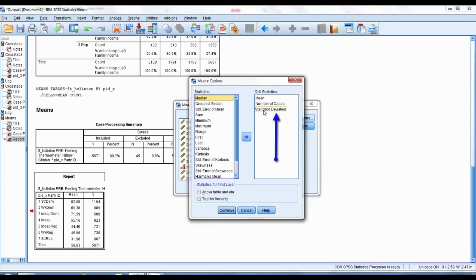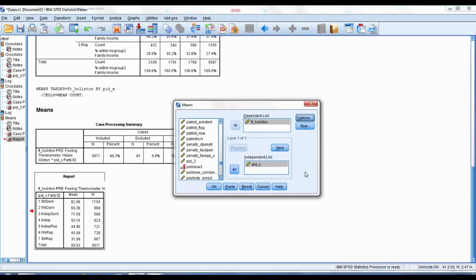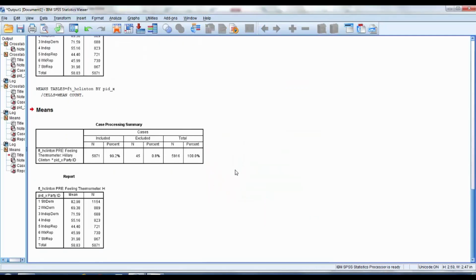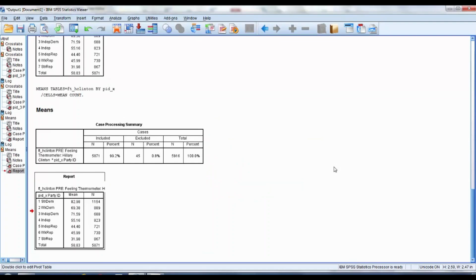So what I always do, until I'm interested in the standard deviation, is click the standard deviation back out of the statistics list here and just run it with these very lean numbers. And there we go. There's a mean comparison analysis.